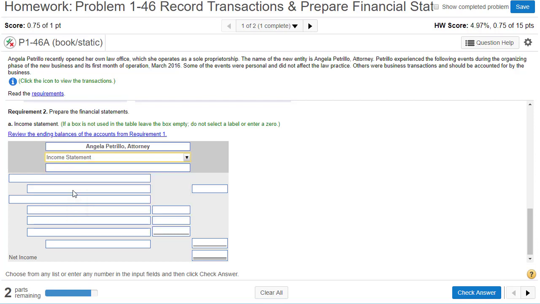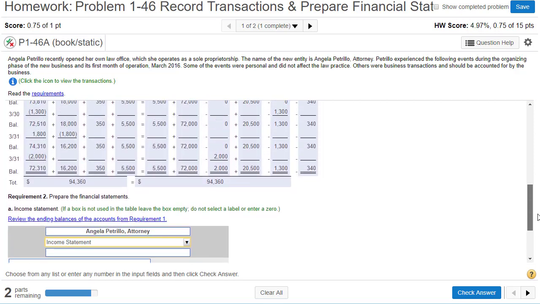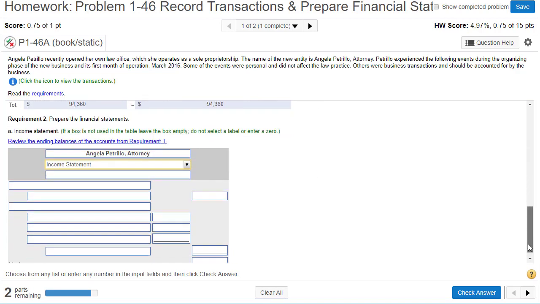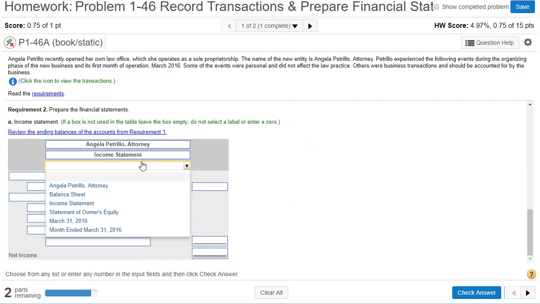And the third line is the time period. For an income statement, it's a period of time, not a single day. What was the period of time that we recorded the transactions? If we forgot, let's just scroll back up. So we recorded the transactions for the month of March. So we're going to use month ended March 31st.